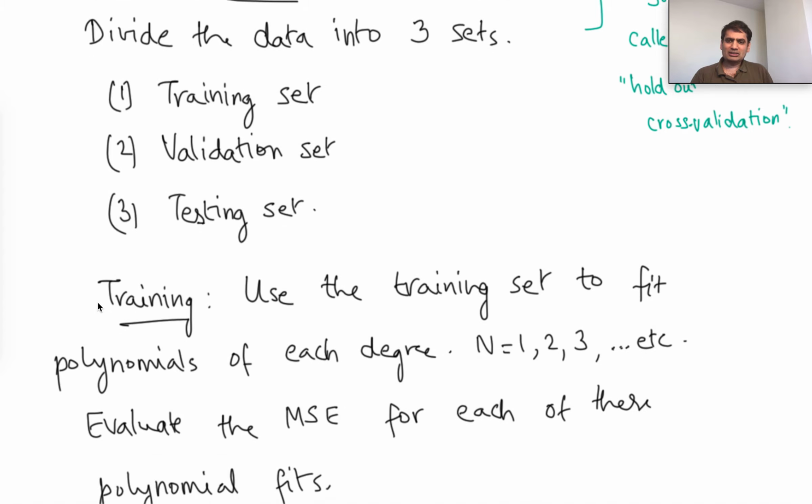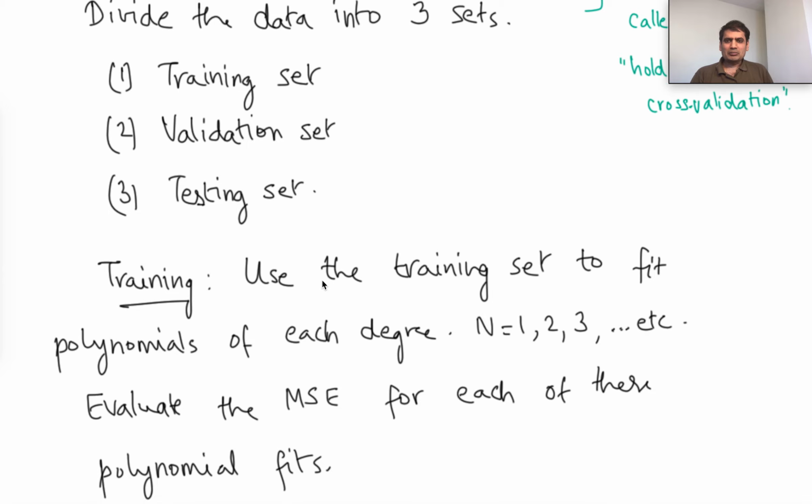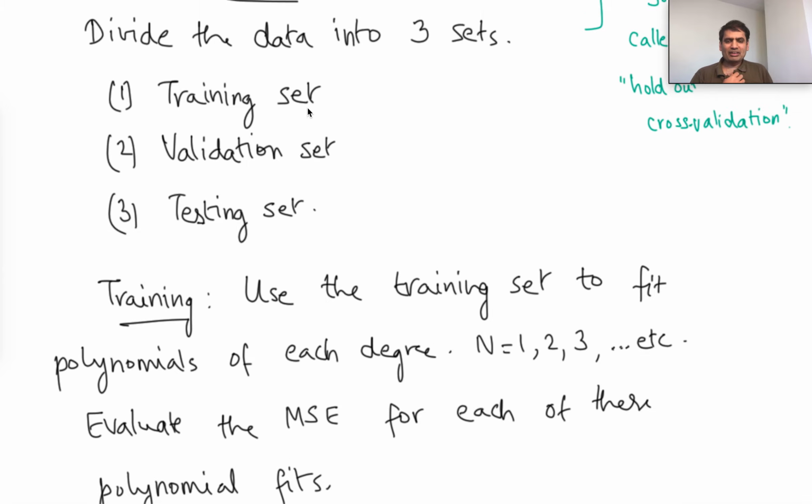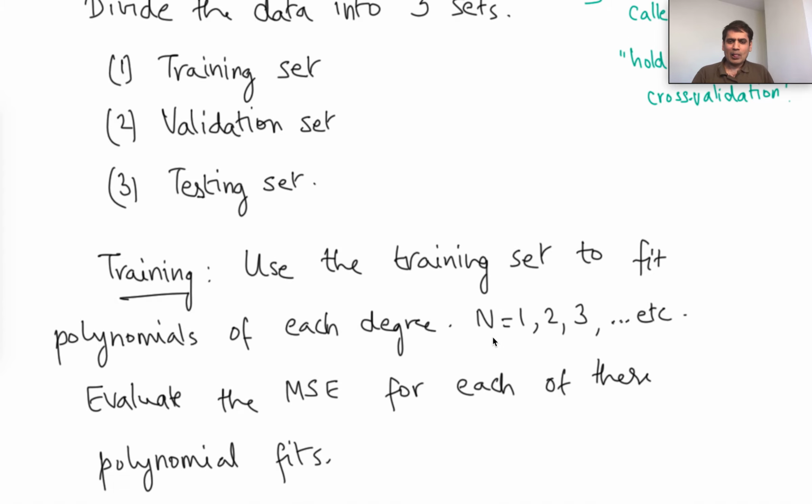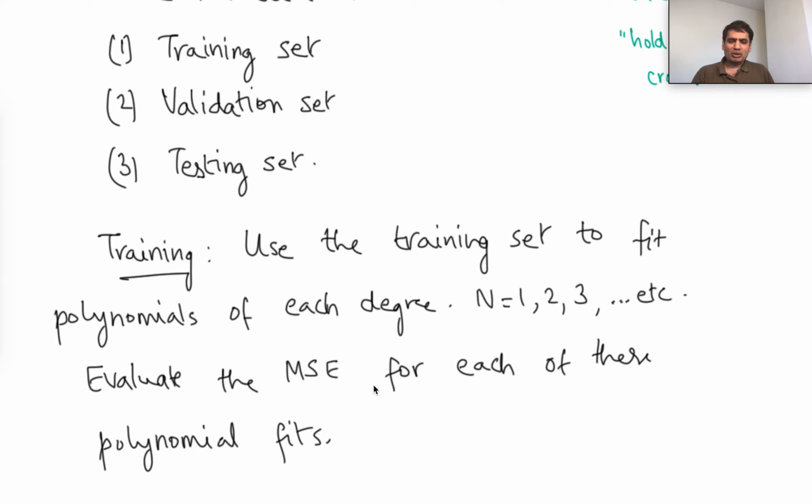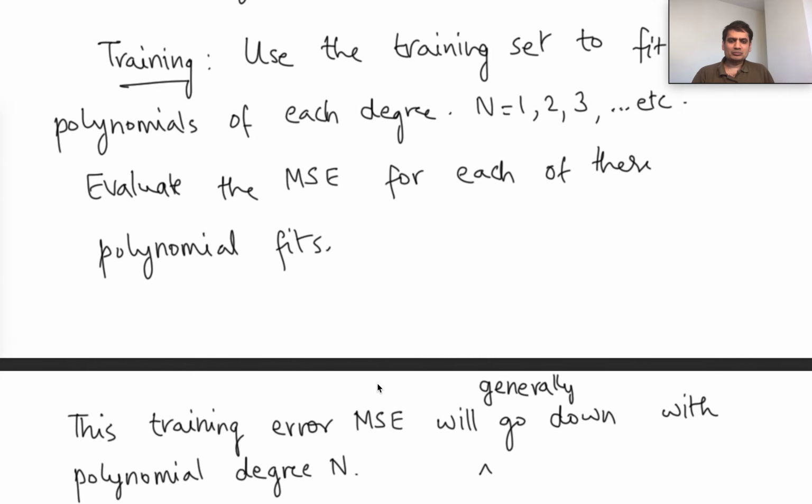So what's the training set? The training set is what you use to fit the polynomial or fit the model. You divide the whole data into three sets, and you use the training set to fit, in this case, polynomials of various degrees m equals 1, 2, 3, etc. I should probably use a small m, since capital N is reserved for the data set size. Then you evaluate the mean square error for each of these polynomial fits.